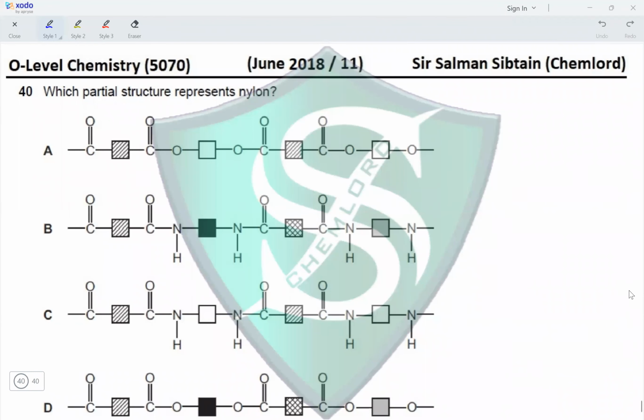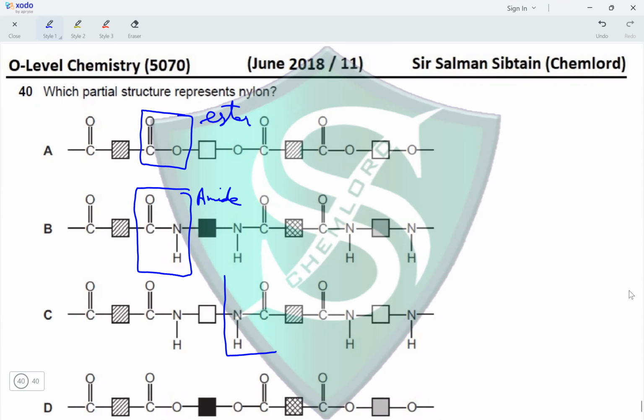Question 40. Which partial structure represents nylon? So nylon is a polyamide. So let's look at amide bonds. In A, we've got the presence of an ester bond. In B, we have got the presence of an amide bond. In C, we have got the presence of an amide bond. And in D, we have got the presence of an ester bond. So options B and C have the amide bond present, eliminating options A and D.